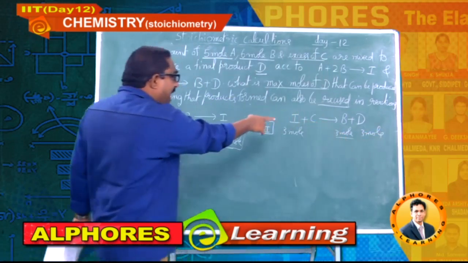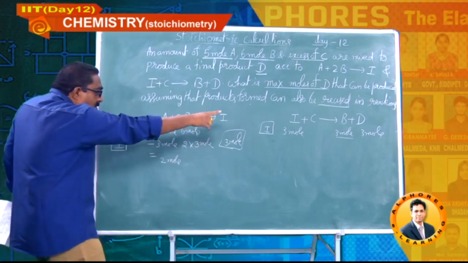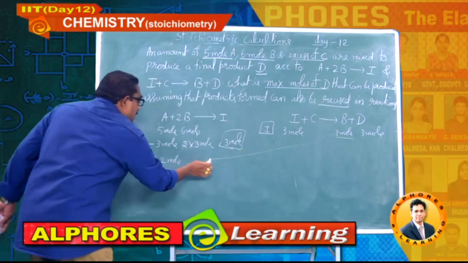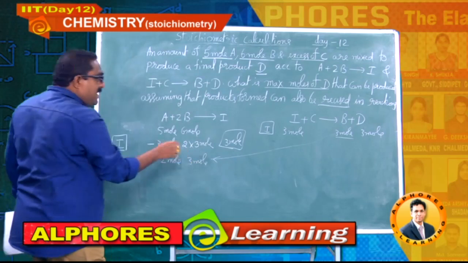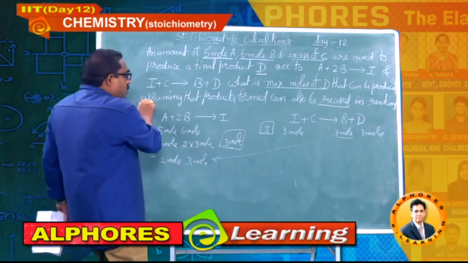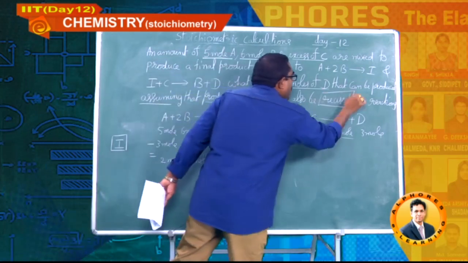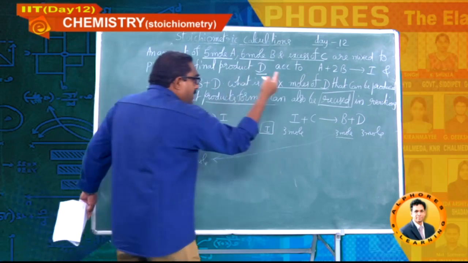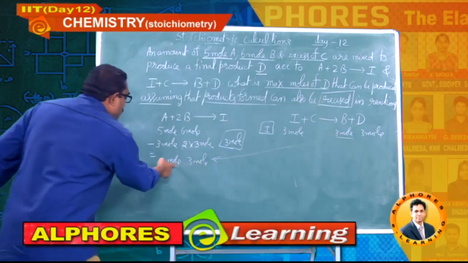Again you got B as 3 mole, B has 3 mole. Now bring that 3 mole, I am giving the arrow here, students, concentrate. Bring that 3 mole here, because he has mentioned assuming that products formed can also be reused. Here 3 moles of B is formed, again it should be reused.